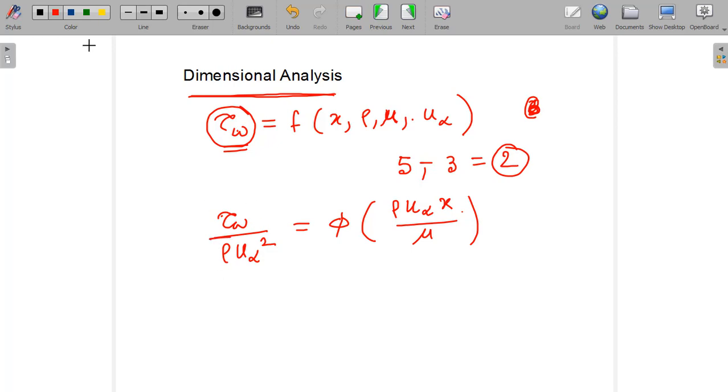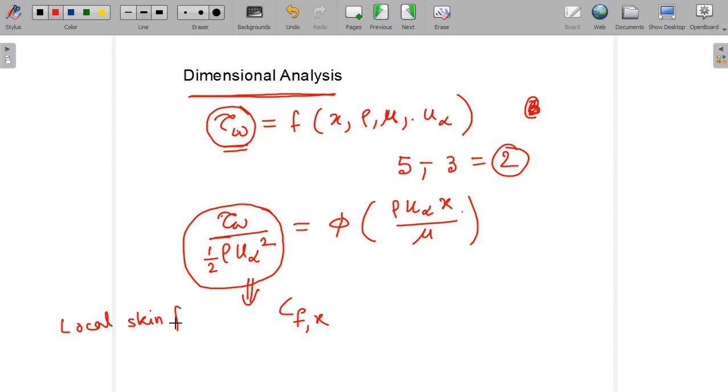So what you can do is add 1/2 here, because half is a constant, so no change of dimension will occur. This particular quantity is called the skin friction coefficient and symbolized as CFX, which is called the local skin friction coefficient. Okay, so this quantity is called skin friction coefficient.